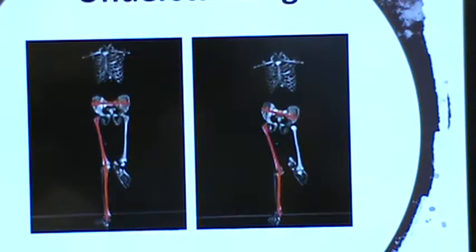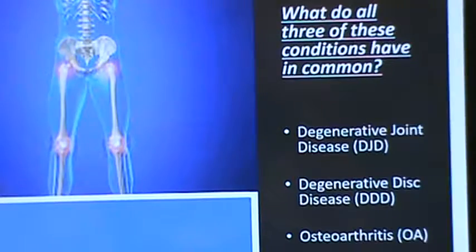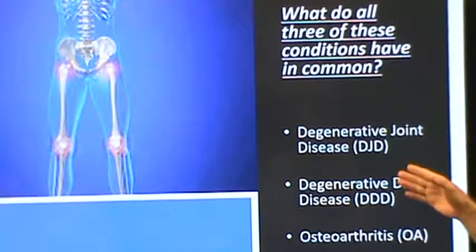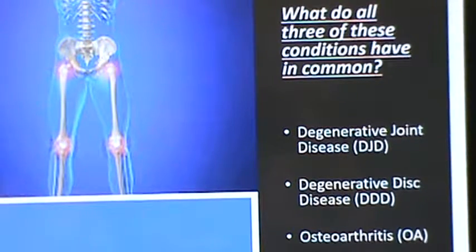So, first we're going to talk about some terminology and learning a little bit about human physiology and what occurs with the body when these misalignments occur. So, degenerative joint disease, people are familiar with that? Degenerative disc disease and osteoarthritis. All three of these have something in common. Does anybody have an idea? Old age. It doesn't even have to be, but it is more upon older people.